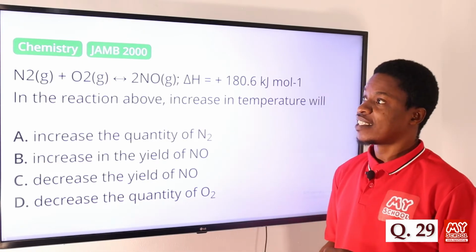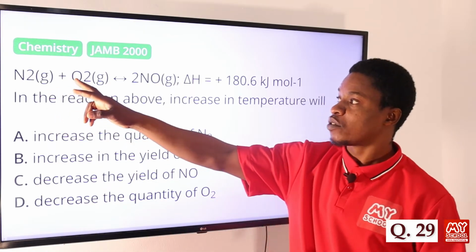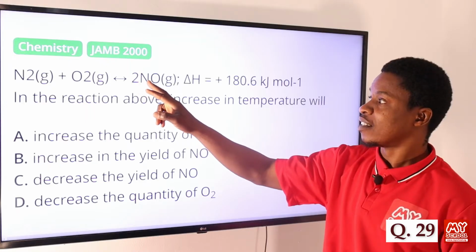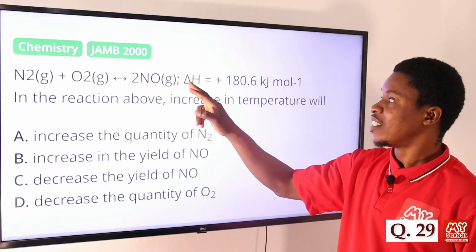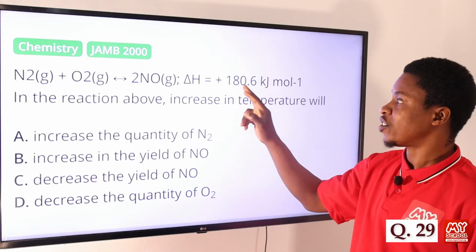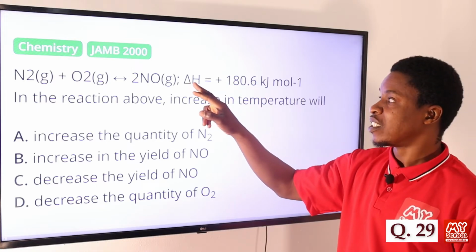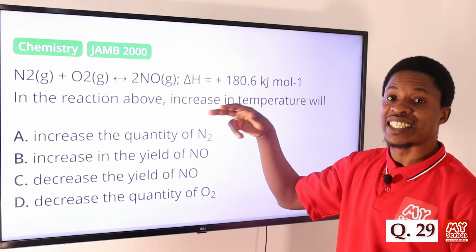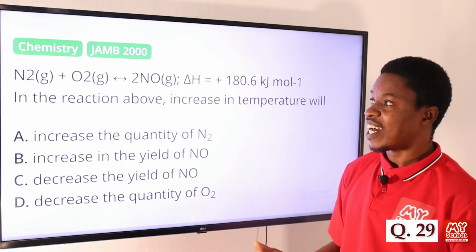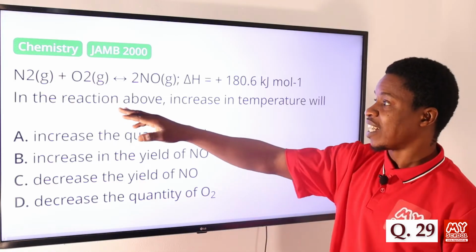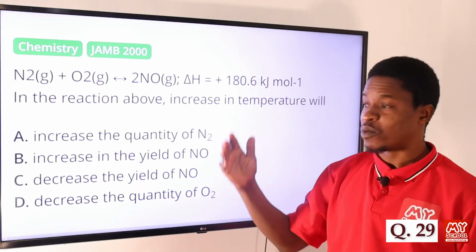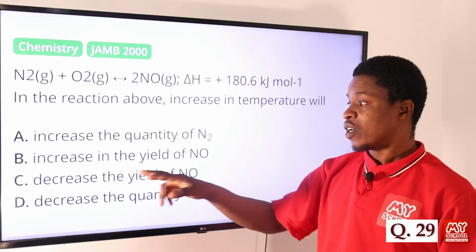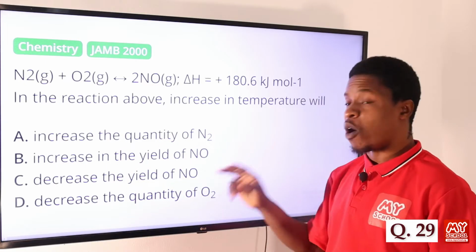Question number 29. Nitrogen gas reacts with oxygen gas to give us 2 moles of nitrogen 2 oxide. Okay, you see delta H is positive 180.6. So the delta H, which is the change in enthalpy, shows that what? It is positive. So it means that it is an endothermic reaction. And then we are told that in the reaction above, increase in temperature will what? Is it increase the quantity of N2, increase in the yield of NO, decrease the yield of this, decrease the quantity of oxygen?